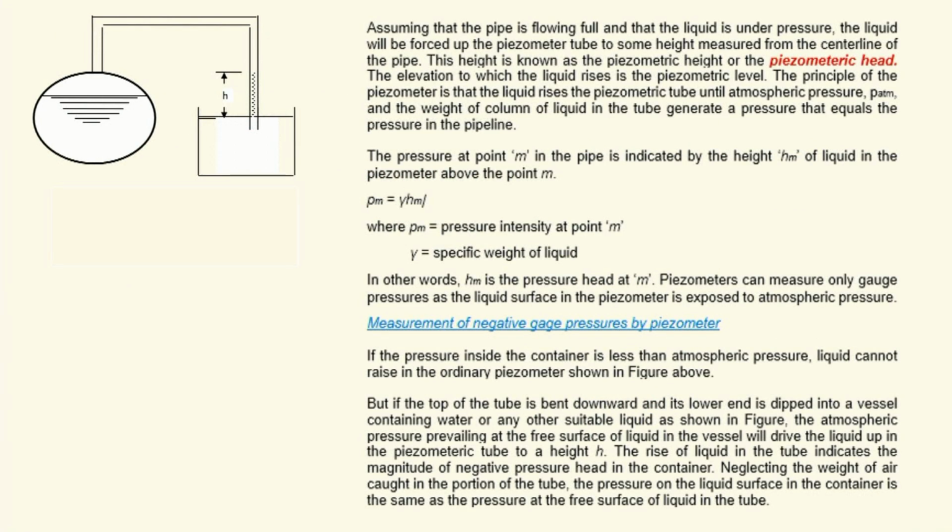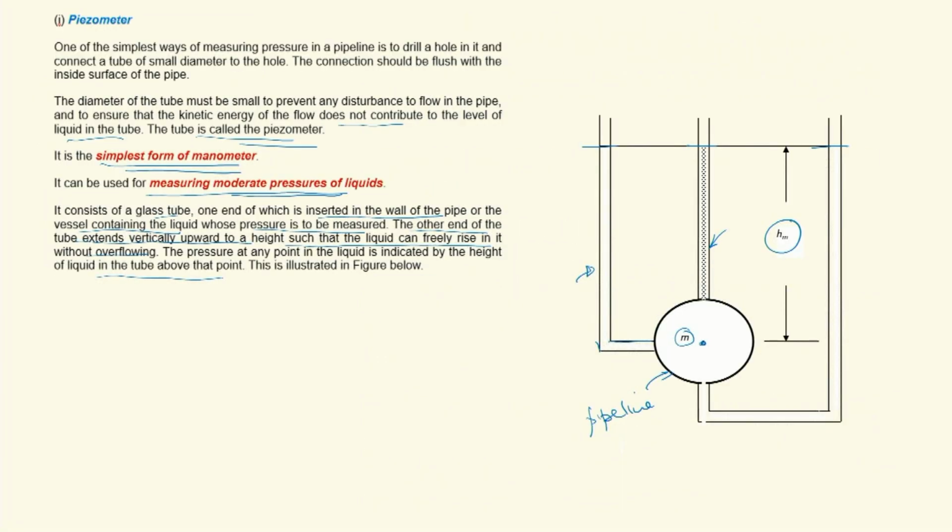So let us go to the next slide. Now assuming that the pipe is flowing full, so pipe normally it flows full, liquid is under pressure. What will happen? The liquid will be forced up the piezometer tube to some height measured from the center line of the pipe. This height is known as the piezometric height or the piezometric head. Suppose you treat this as a pipeline wherein the fluid is flowing full. Now when you are making an opening and connecting it to a tube, then the liquid will rise because of the pressure. To what height?